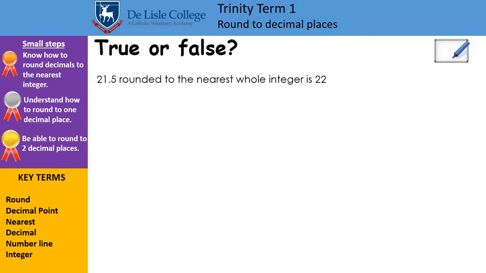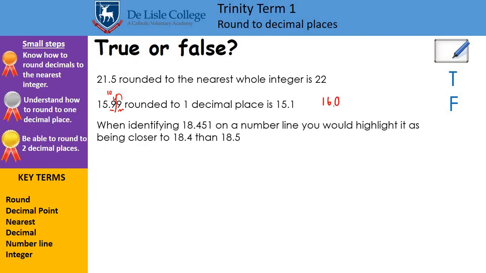Right, we'll have a go at some true or false. So 21.5 rounded to the nearest whole integer is 22. Well, that's true. 15.99 rounded to 1 decimal place is 15.1. Well, that's false, because we know that first 9 might change, and it's this 9 in charge, and it actually rounds it up to a 10, which we know can't happen, so you should have 16.0.